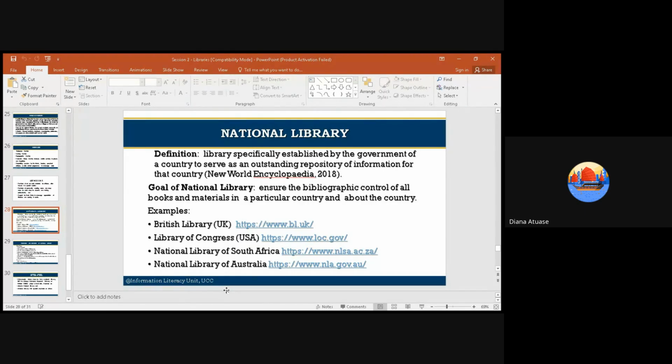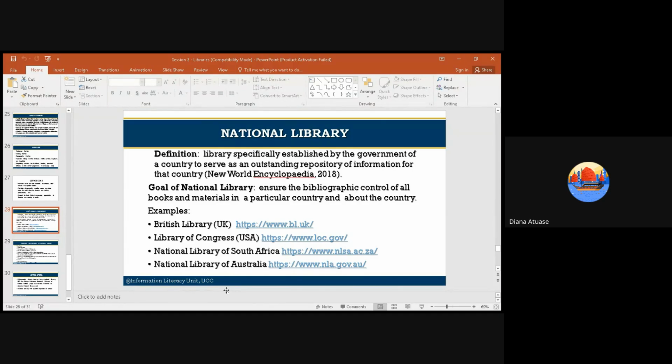So anything that is, for example, if in Ghana we have a national library, any publication in Ghana and about Ghana can be found in the National Library. So we say it keeps the bibliographic records of a particular country. So all publications, all books that are published about Ghana and in Ghana can be found in the National Library.